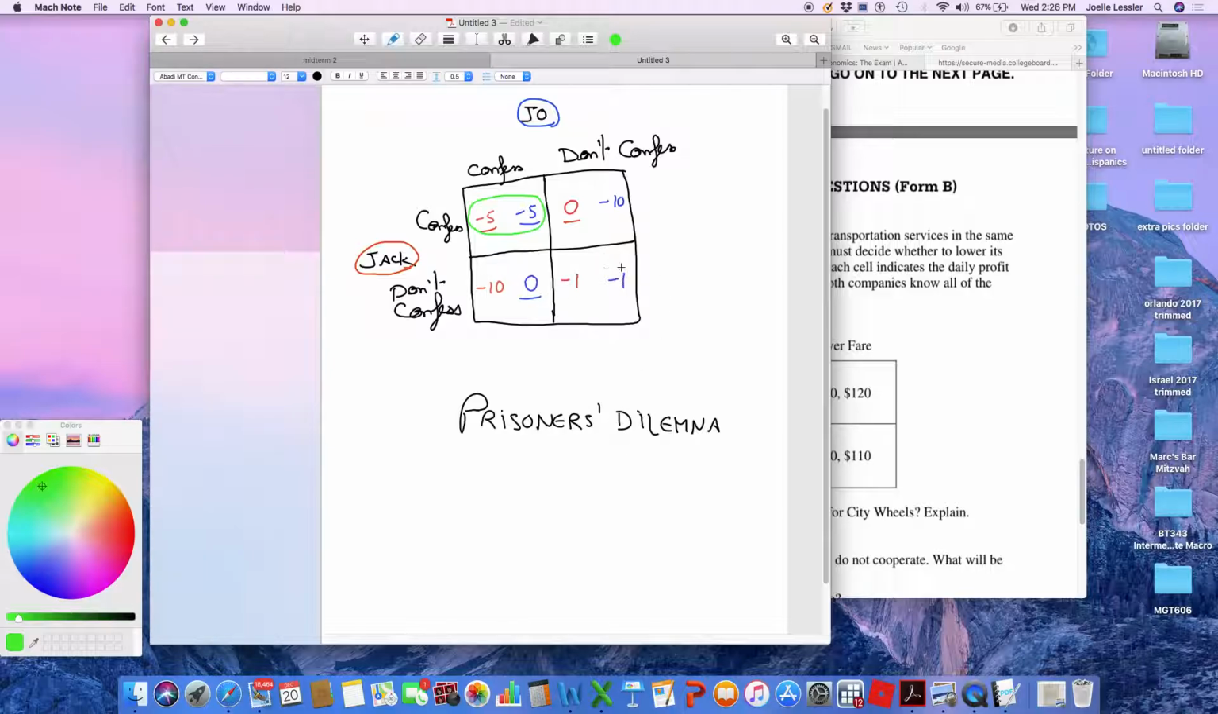A prisoner's dilemma is a situation where the cooperative equilibrium is clearly better for the players, but that's not an equilibrium because there's always an incentive for one of them to cheat, and so they end up at an inferior equilibrium because they can't make the good equilibrium stick. That's what we refer to as a prisoner's dilemma.